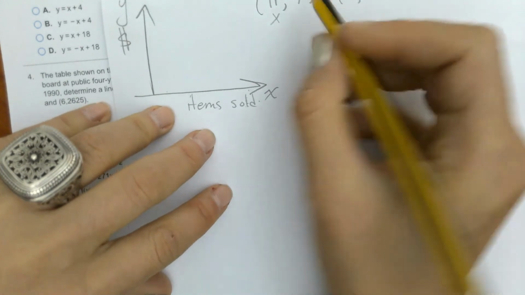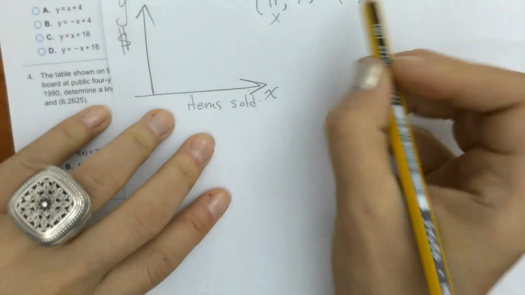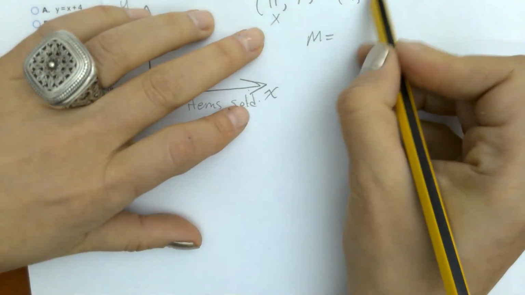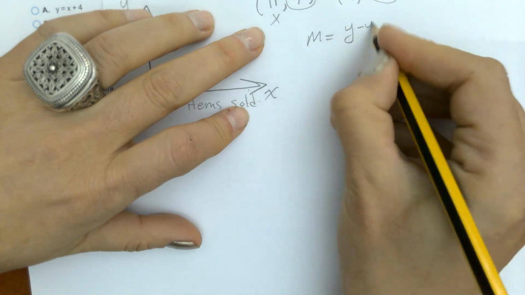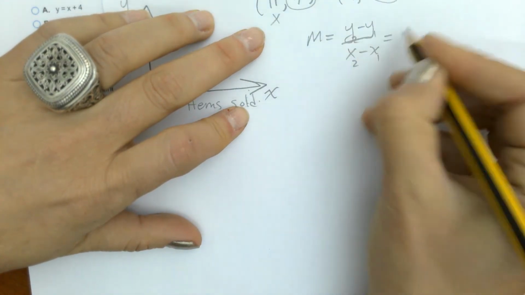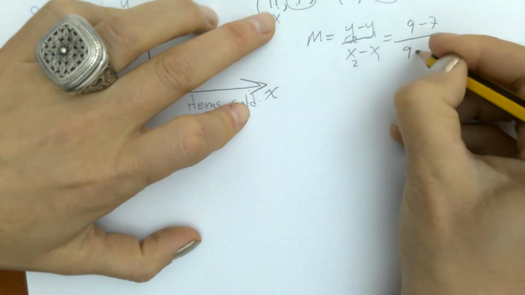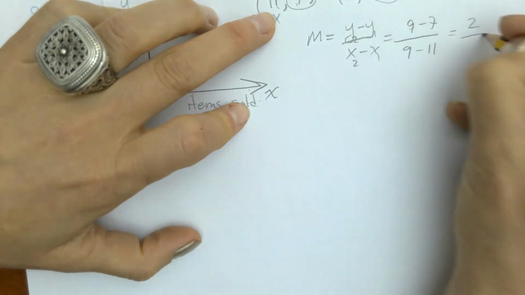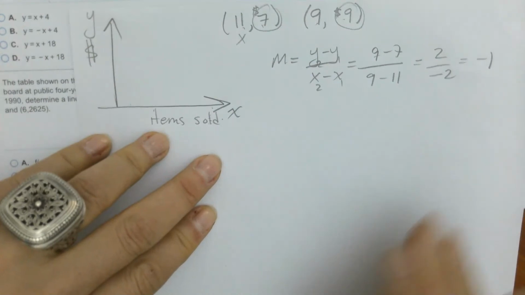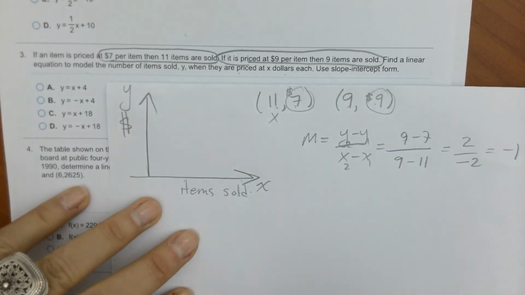Now, if I want to make a linear equation to model the number of items sold, we need to find our slope first. So I subtract my y's on the top first, then I subtract my x's. So 9 subtract 7 over 9 subtract 11. That's 2 over negative 2, which equals negative 1. Sorry, let's do that again.